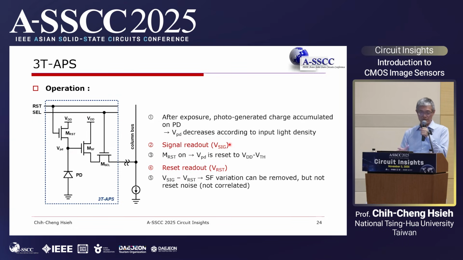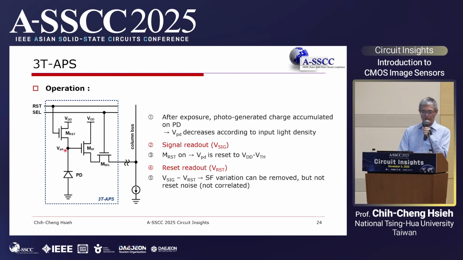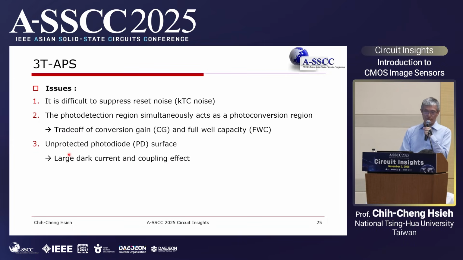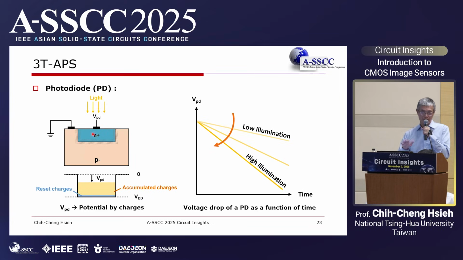So we cannot cancel out the reset-induced KTC noise in 3T pixel. And the photodetection region acts as both the photosensitive region and the charge-to-voltage conversion. As I mentioned, there will be a trade-off because for 3T APS, it happens at the same node. That is another issue for 3T APS. And the other one is there's no protective layer on the surface.